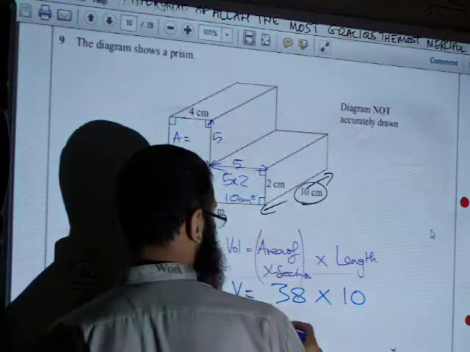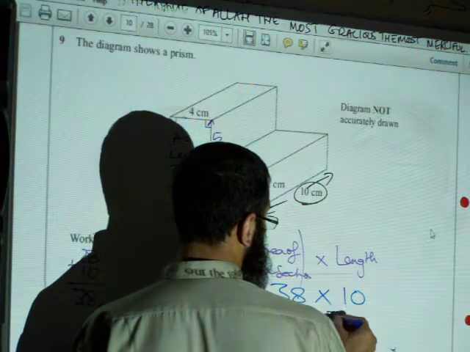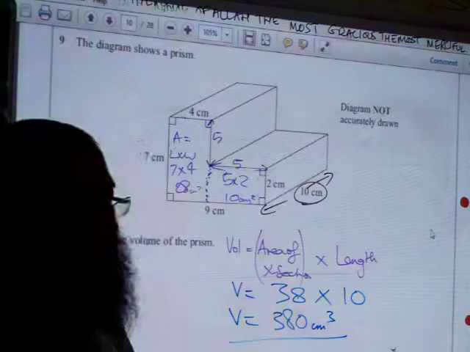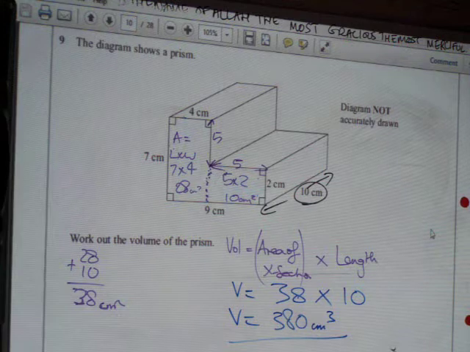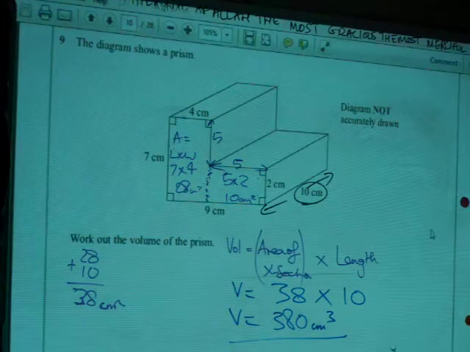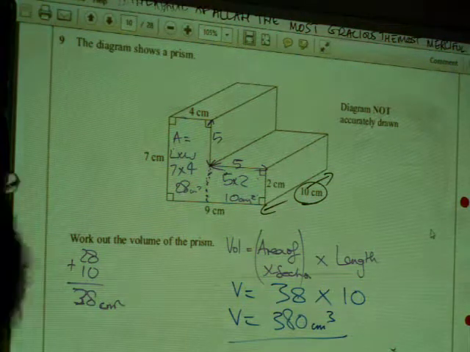So that gives me an answer of 380, and the units are centimetres cubed. Please do not miss out the units. I know the units are already in the corner. That's lovely, they're already giving the units. That's question number 9. Right, let's go for number 10 now.